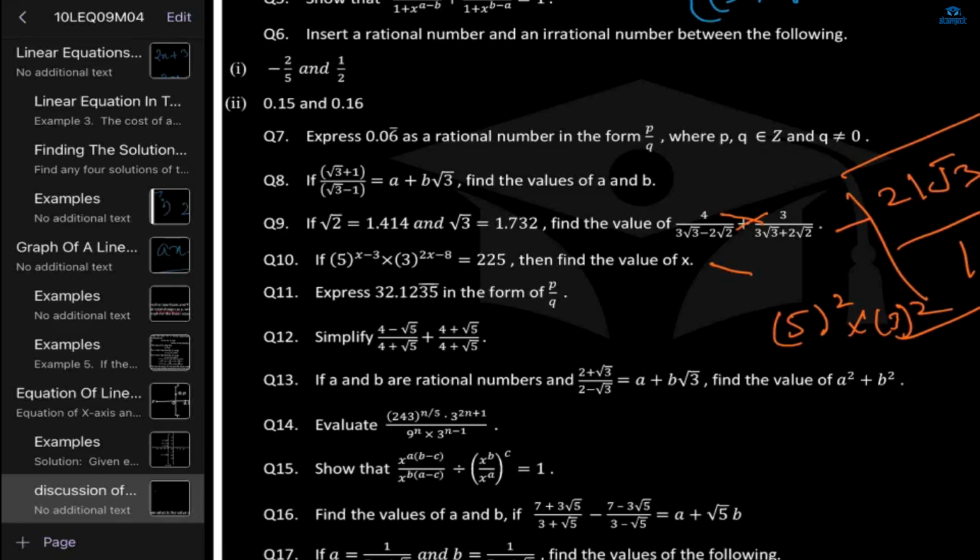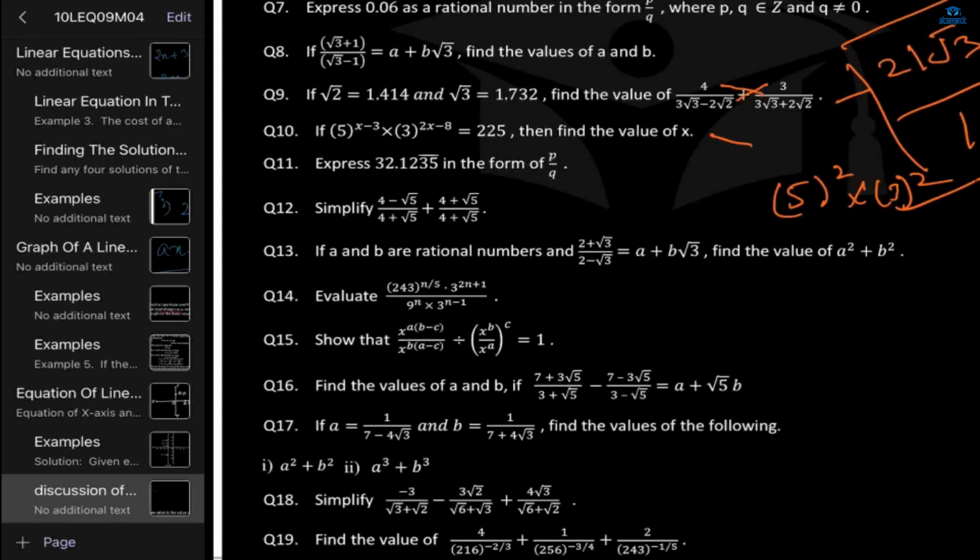Now cross multiplication. You're speaking so fast, Shadhan. Ma'am, first, 5 to the power x minus 3 means 5 to the power x by 5 to the power 3, into 3 to the power 2x upon 3 to the power 8. Yes, I did it. Okay, that way also you can do.